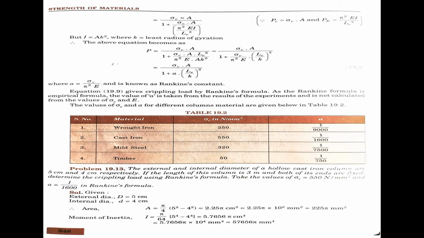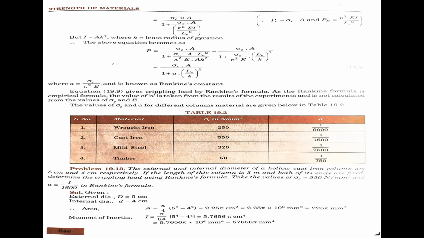You know the formula already, equation 19.9. Write the equation: P equal to sigma C into capital A divided by 1 plus small a into LE by K whole square. That is the formula for crippling load. Sigma C value is already given as a constant in Rankine's formula, and small a equal to 1 by 1600 is also given.